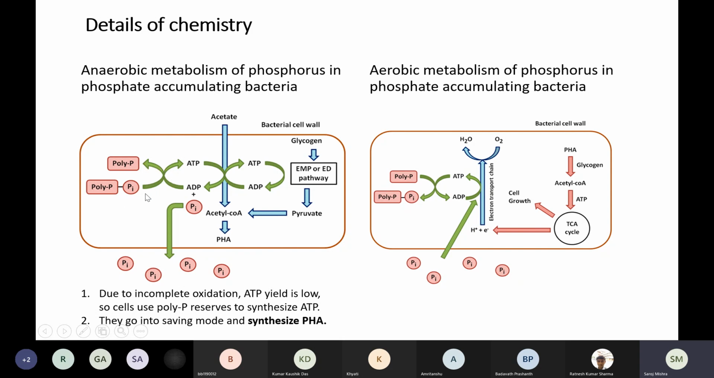You will see now that the chain is shortened by one inorganic phosphate, which is used to couple ADP to ATP biosynthesis. This ATP, in the presence of acetate, will make acetyl coenzyme A, and then PHA is going to be synthesized from there. At the same time, this inorganic phosphate, released during the hydrolysis of polyphosphate, is what is released to the outside.